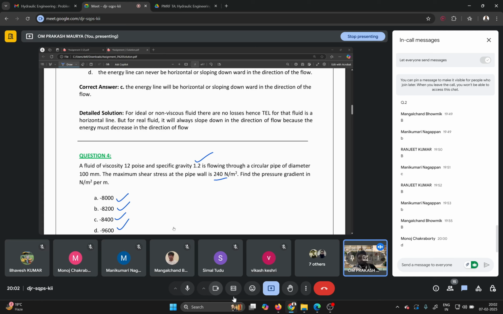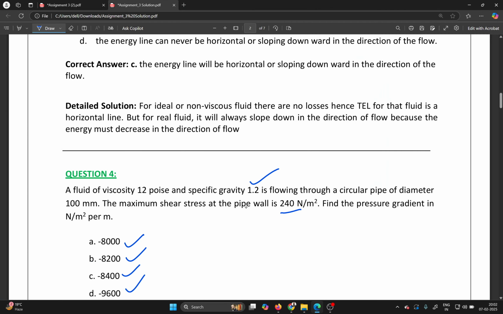Okay, let me just write the formula. Your maximum shear stress is related with your pressure gradient, like that. The R value is here, 100 by 2, that is 50 mm. You can say 0.05 meter.